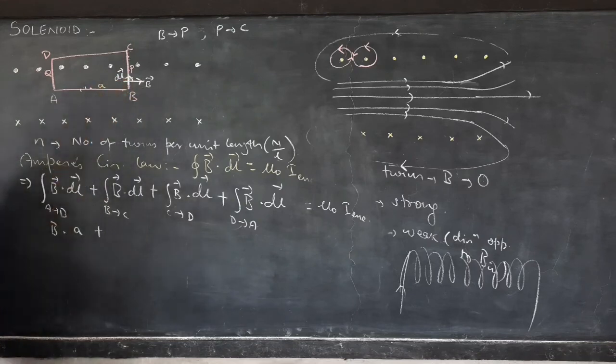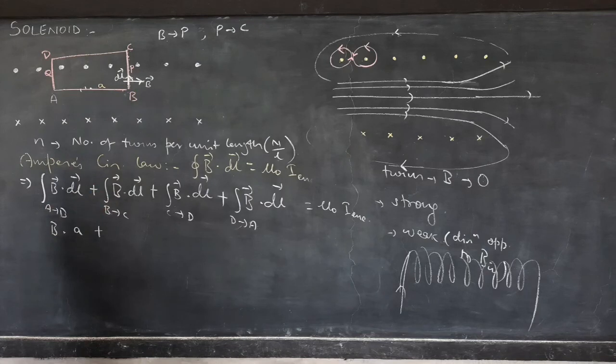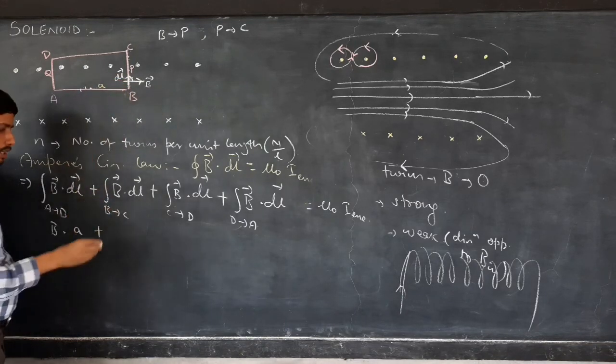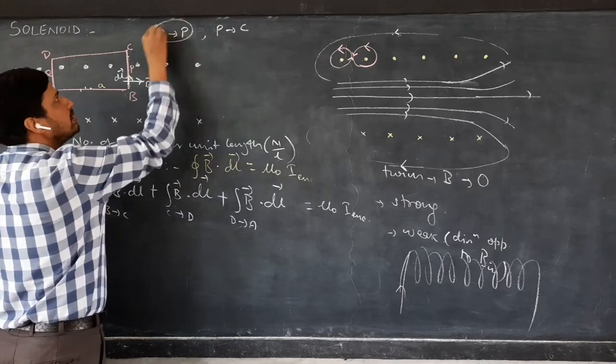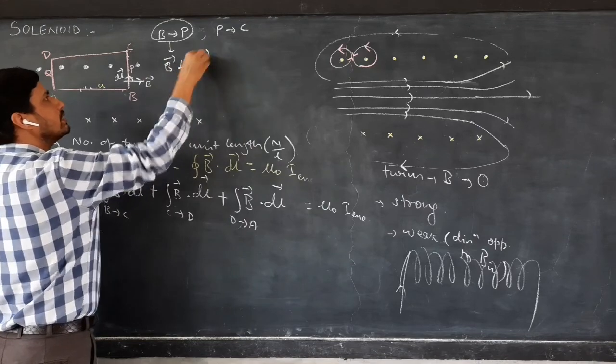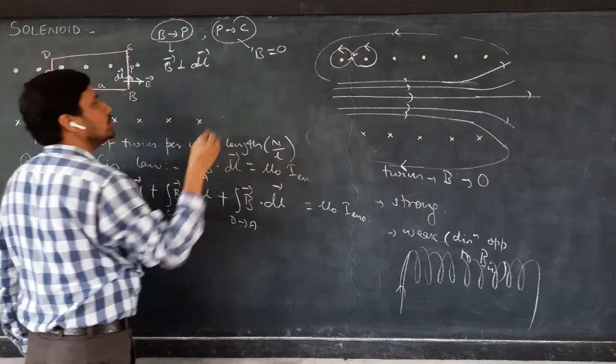Since these two vectors are perpendicular to each other, their dot product will become how much? 0. Is it clear? So please convince yourself of the explanation for these two reasons why B dot dl becomes 0. For B to P, the reason is that the magnetic field is perpendicular to the dl vector. In this region, the magnetic field is perpendicular to the dl vector. And for P to C, here the magnetic field itself is 0.